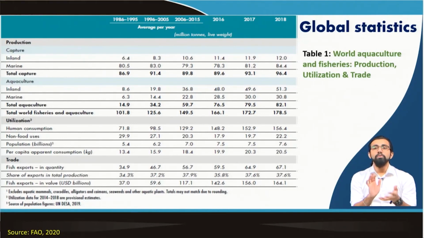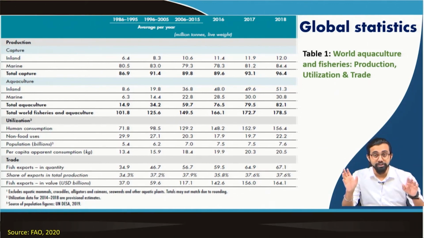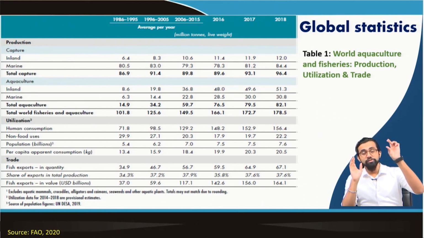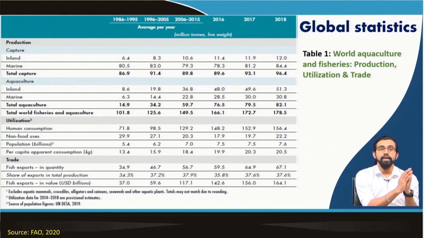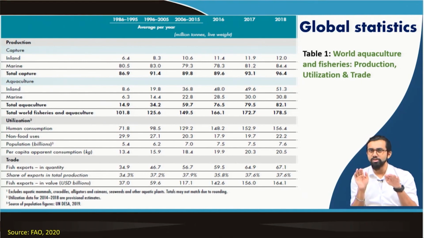Now if we talk about some global statistics, remember we discussed culture fisheries and capture fisheries. If you see capture fisheries in the first 3 rows, the third row says the total capture including inland and marine. Column-wise, in the beginning it shows 1986 to 1995 data on an average per year, and at the last column you will get 2018 data. The total capture starting from 1986 was as low as 86.9, and now it goes up to 96.4. The difference is not much, right?